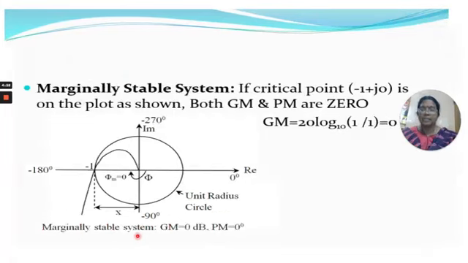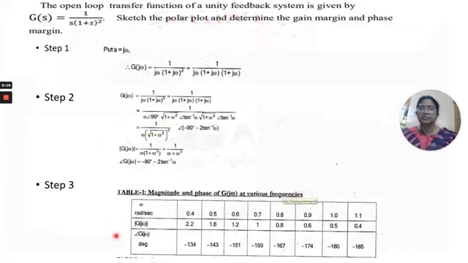So now let us draw the polar plot and find the gain margin and phase margin for the transfer function G(s) equal to 1 by s into (1 plus s) whole square. So this is the open loop transfer function of a unity feedback system. So we are going to sketch the polar plot and determine the gain margin and phase margin.